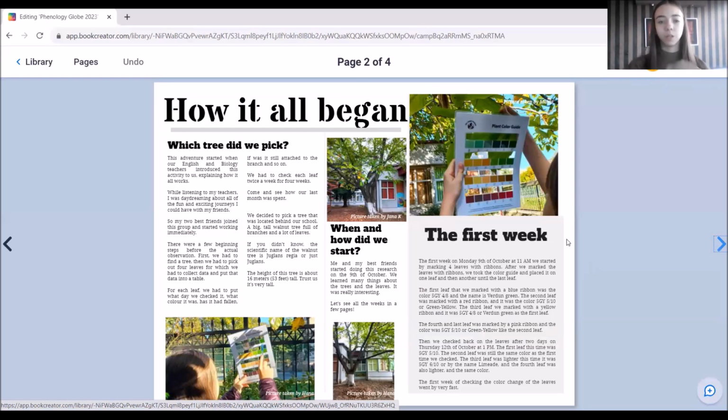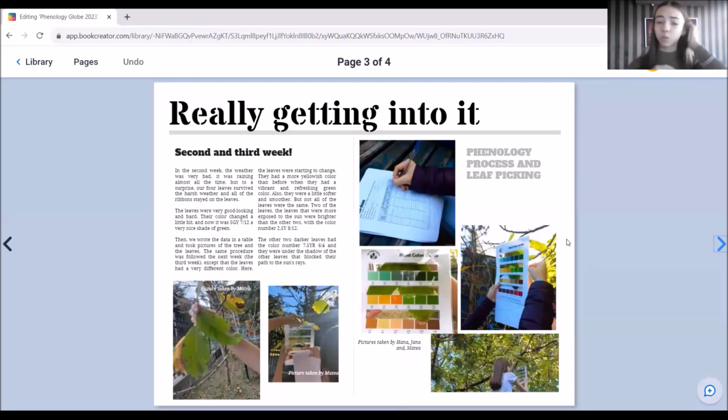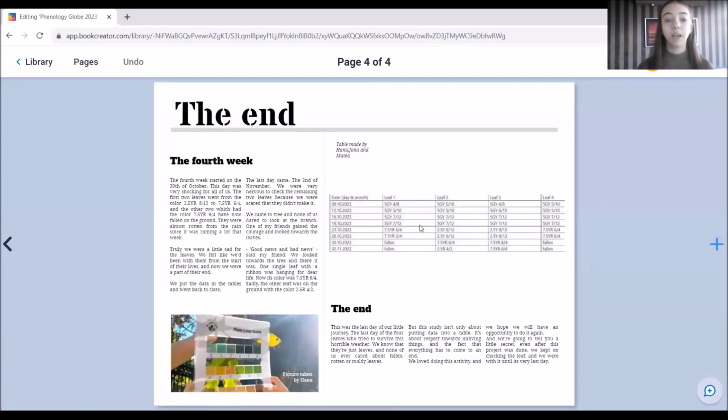The second and third week were when the rains came. It was raining every day, and we just had many storms in our city. And then came the end, the fourth week, where sadly the leaves started to fall on the ground, and we were left with only one leaf, which at the end was very emotional for us. We kept checking on the leaf even after the study was done. And the leaf sadly fell and its life ended.